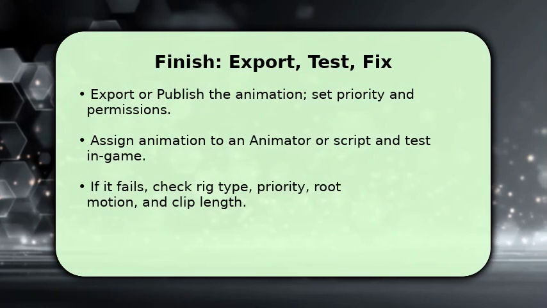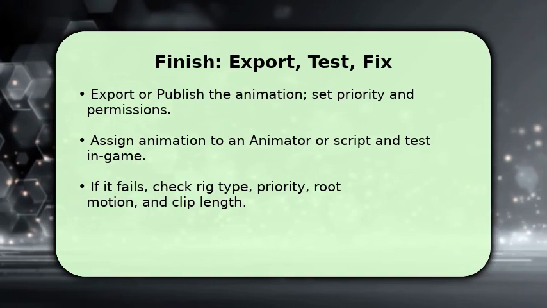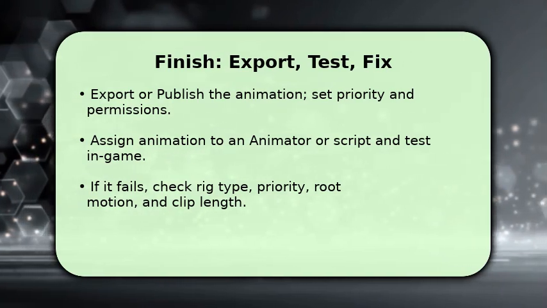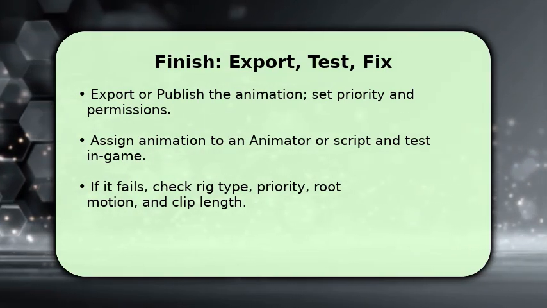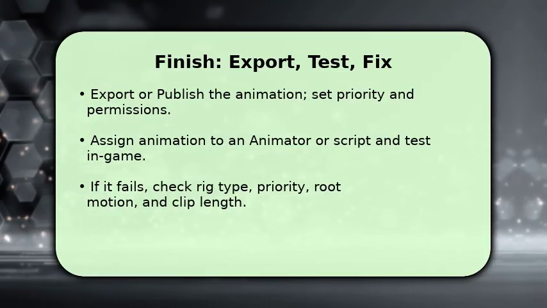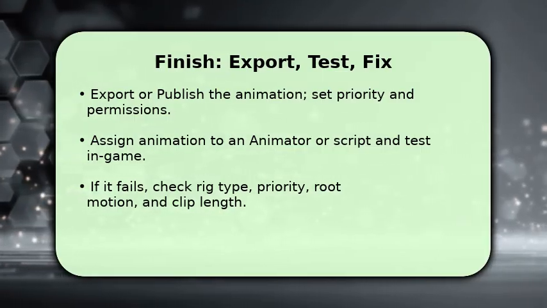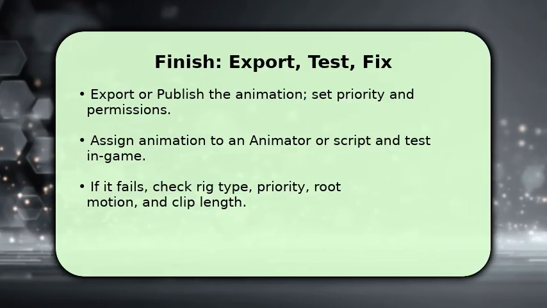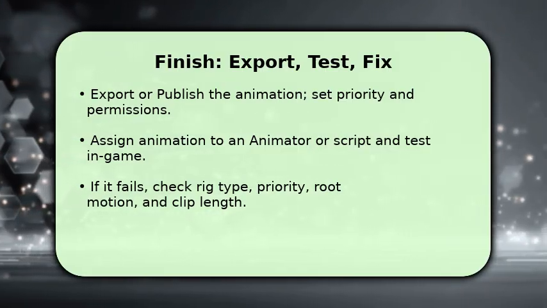You're at the finish line. Publish the animation from the animation editor and note its asset ID. Assign that ID to an animator object or play it via script, setting the priority for blends. Test in both Studio Play and a server test so client-server differences show up.